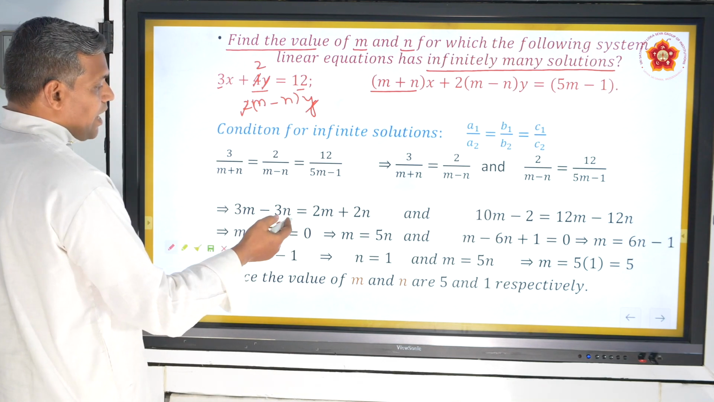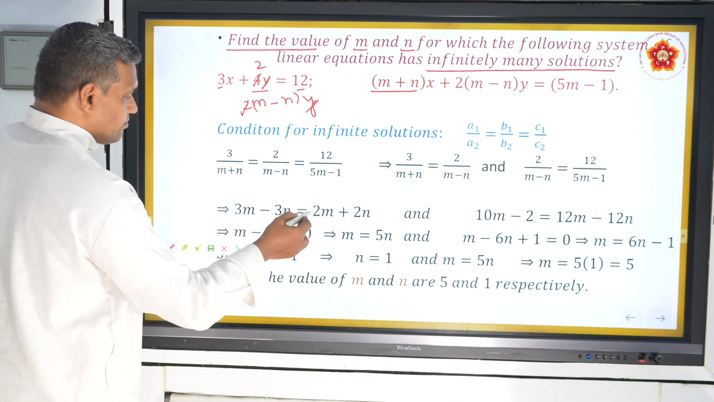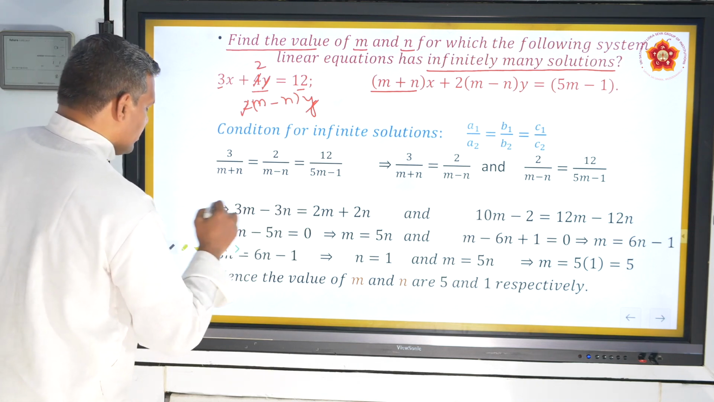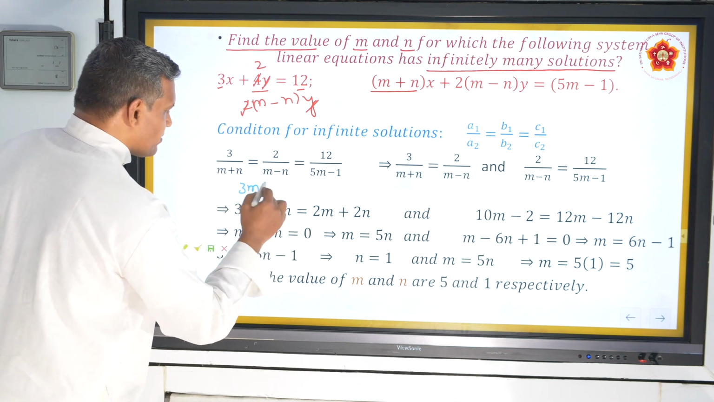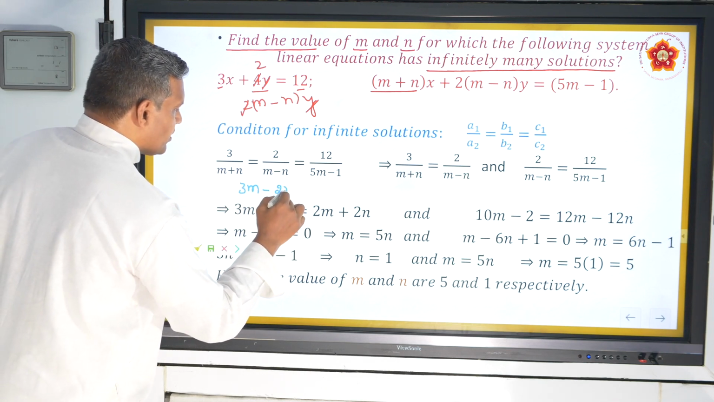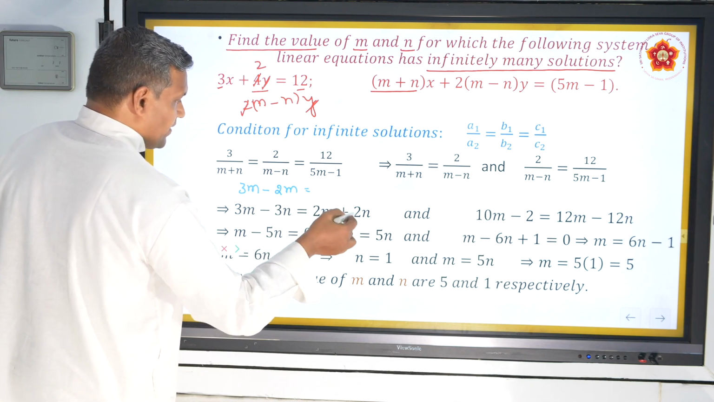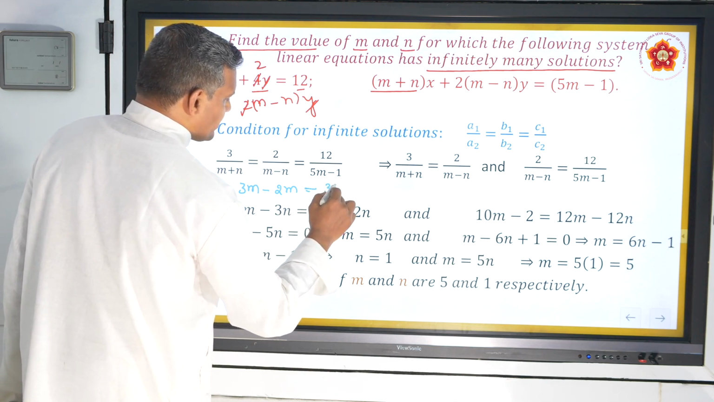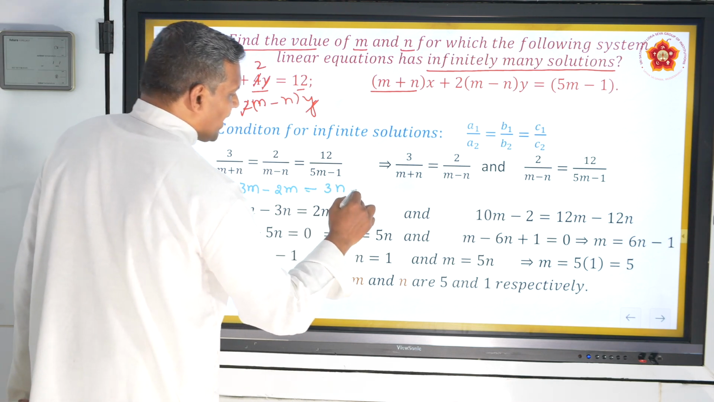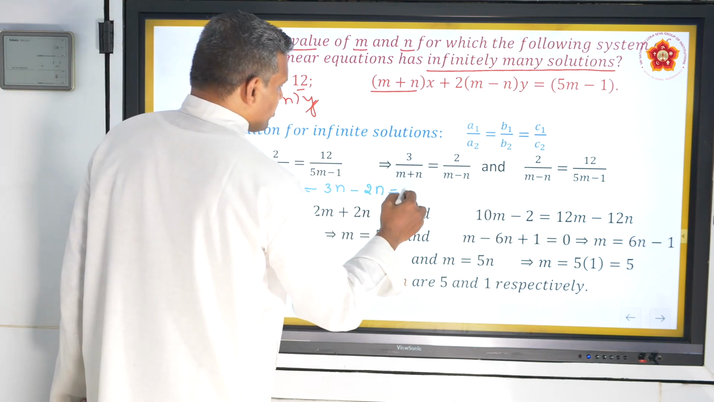Then what I do, I have to transpose and get it simplified further. So, 3m, I take this particular 3m, I subtract this 2m, bring it to LHS, that is equals to what I have here. Otherwise take a minus 3n, I keep as such, and then minus 2n I bring it to LHS, that is equals to 0.